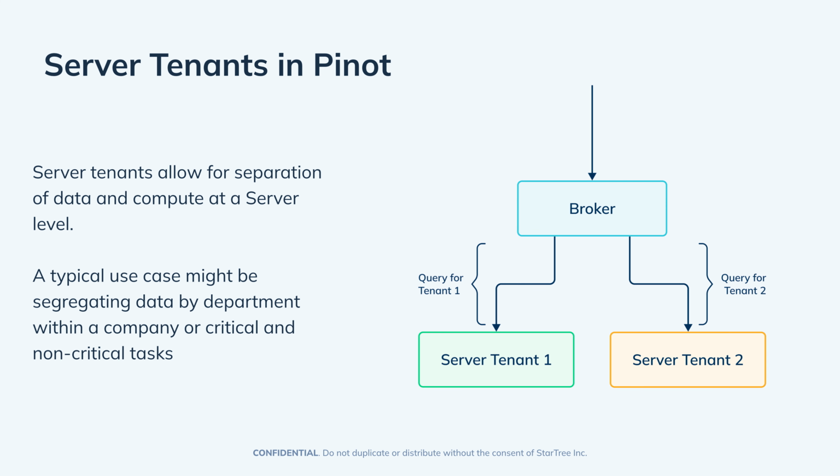Server tenants in Pinot allow separation of data and compute at the server level. A typical use case might be segregating data by department within a company, with some critical data or some non-critical tasks. For example, you can have a tenant that might include hundreds of servers and a tenant that might include only a few. Where the critical data and the latency would be important, you will assign your clients to a tenant that has the capabilities to serve with very low latencies.